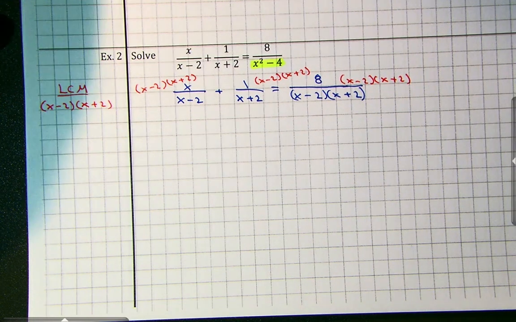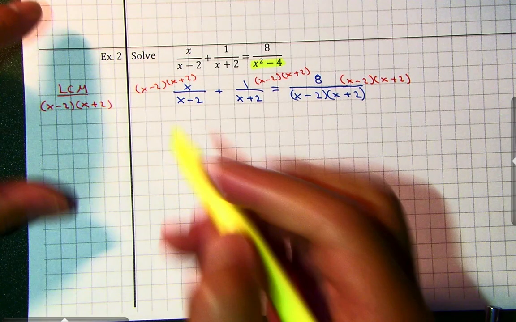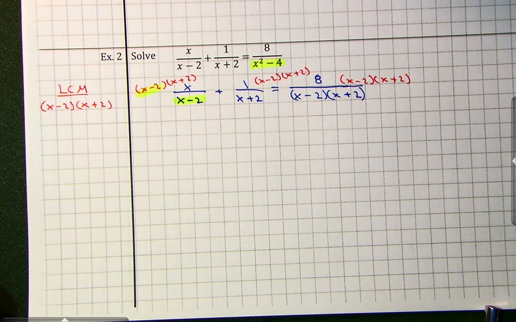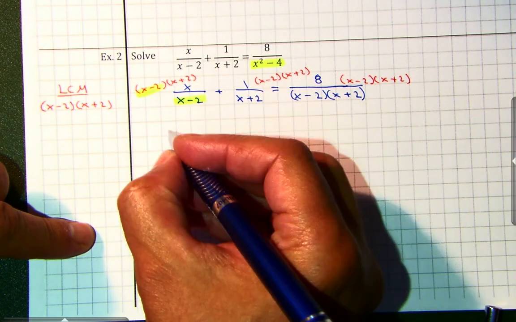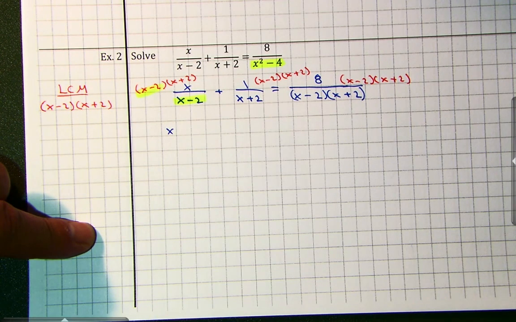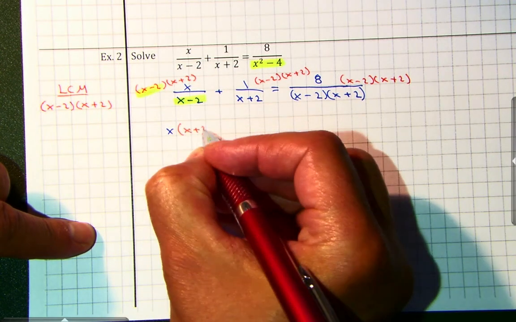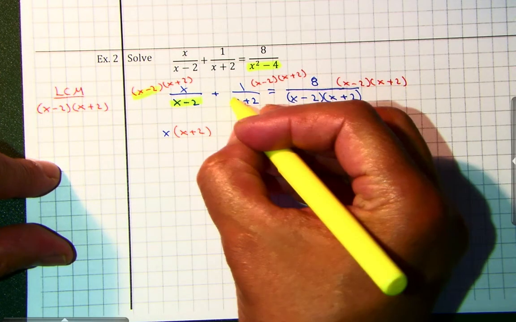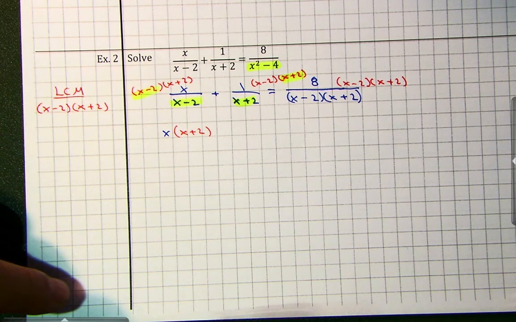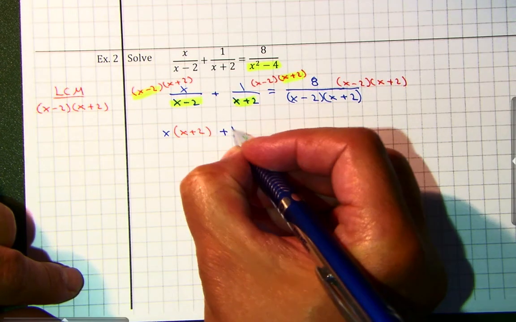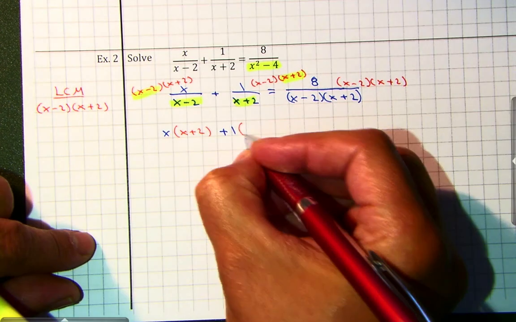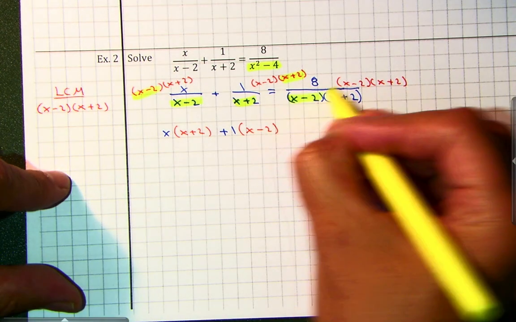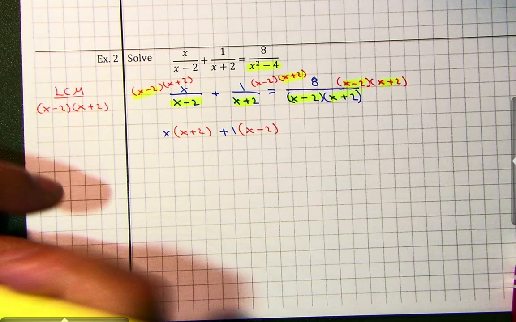So therefore, what cancels on the first one? X minus 2 cancels. So therefore I have x multiplied by x plus 2. On the next one, my x plus 2 cancels. So therefore I have a plus 1, x minus 2. And on the last one, they both cancel. So I have it equals 8.